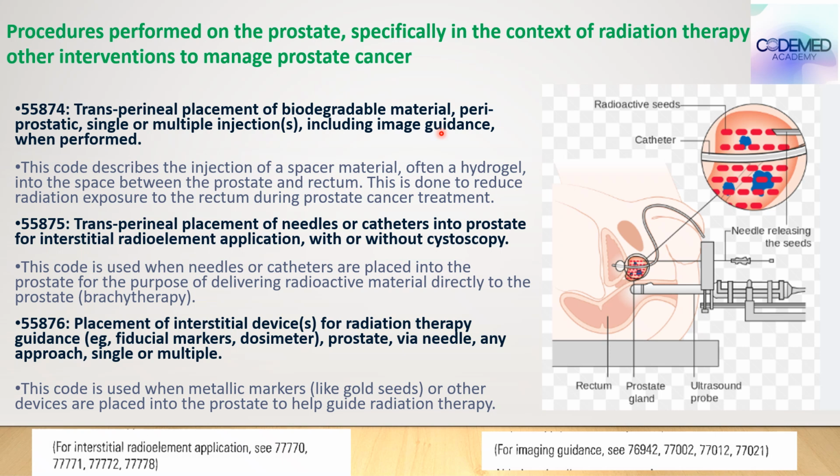Now 55875, this is the code used when the needle or the catheter is placed into the prostate for the purpose of delivering the radioactive material directly to the prostate. If you can see this diagram, you will see that we have this needle, and through that we introduce the seed into the prostate gland, and those seeds carry the radioactive material. This is a form of brachytherapy, that is the minimally invasive therapy that we do.